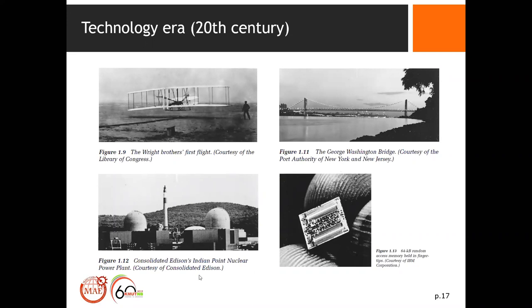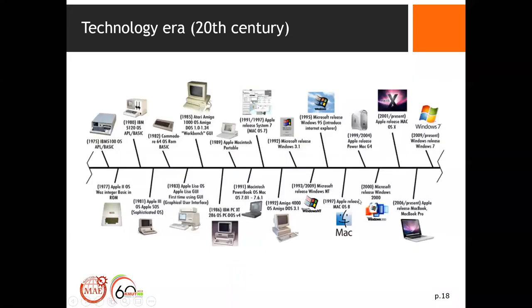We have the nuclear power plant and George Washington Bridge. This is also an engineering landmark. In the past, we could not build a bridge which has a huge span like this, and the computer chip. This is a progression of the technology.